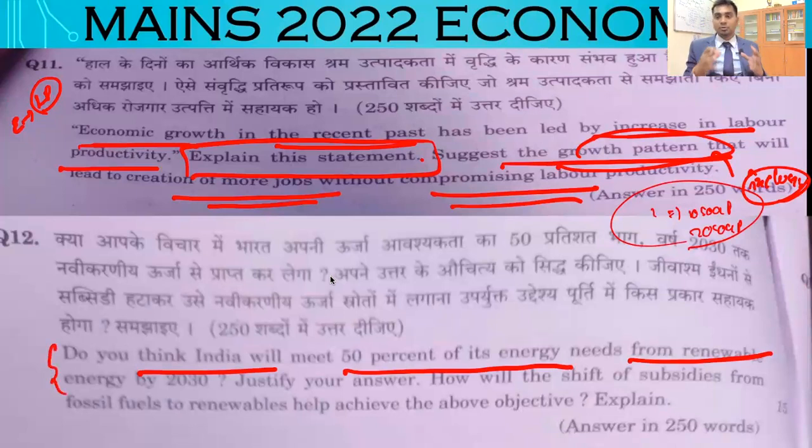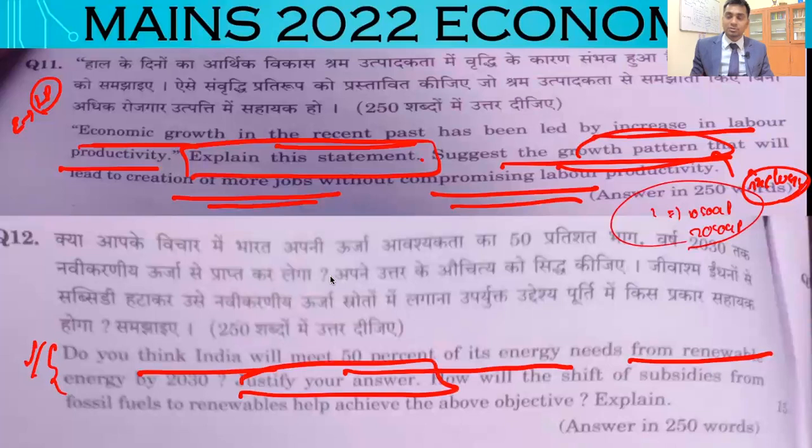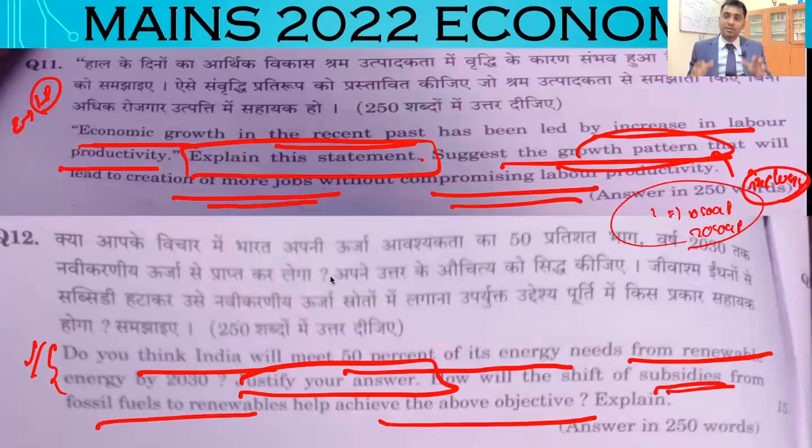If you know about Panchamrut, what are the things that we are targeting? Obviously, you can justify this. What are the renewable energy steps that we have taken? So the first part is very simple. How will the shift of subsidies from fossil fuels to renewable energy help to achieve this objective? Now they are asking about subsidies, right? Subsidies are there in food, in fuel, in the economy.